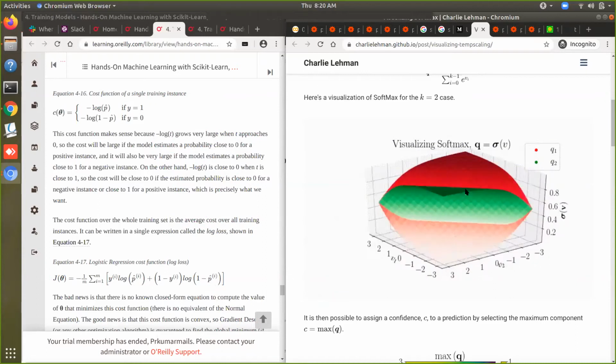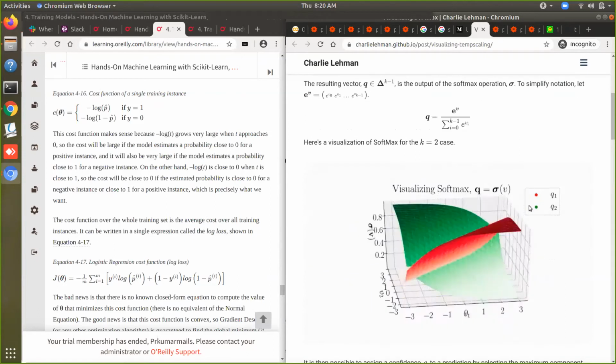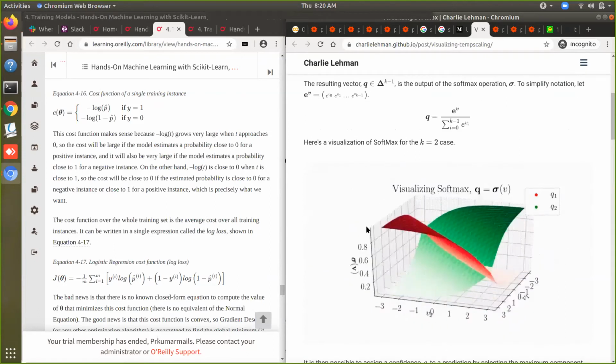Yeah, this is for visualizing softmax. This is not something we have seen yet. So just for visualization, I brought in the relevant topics.